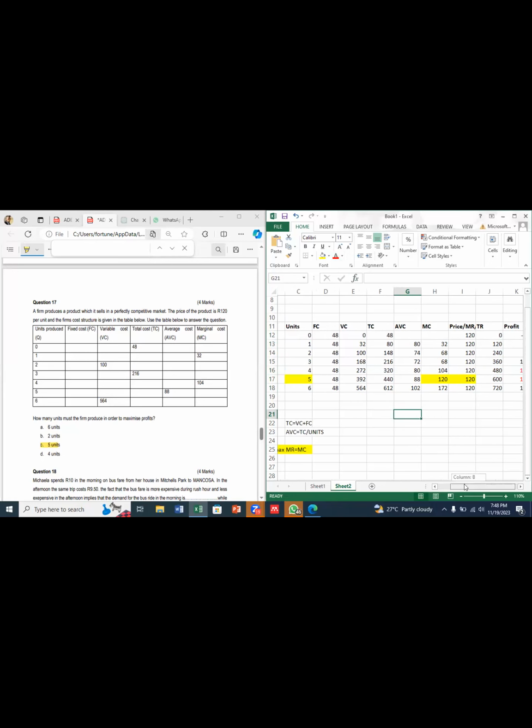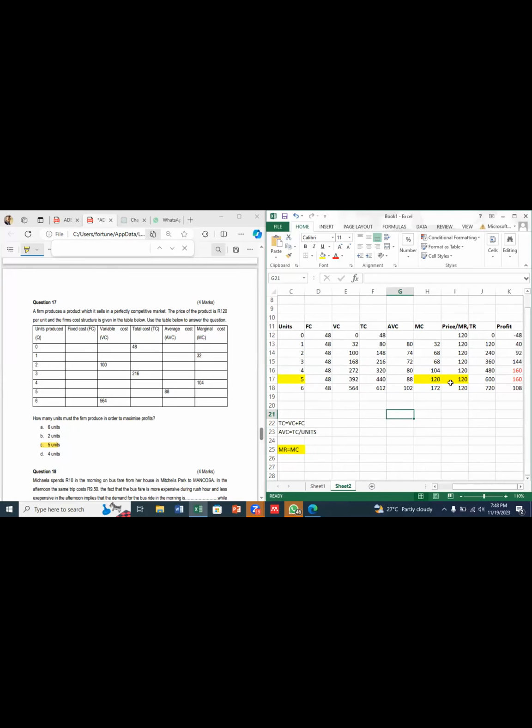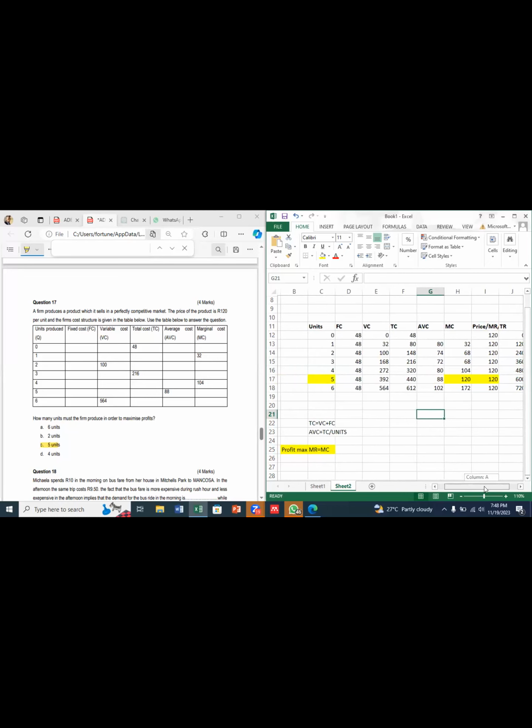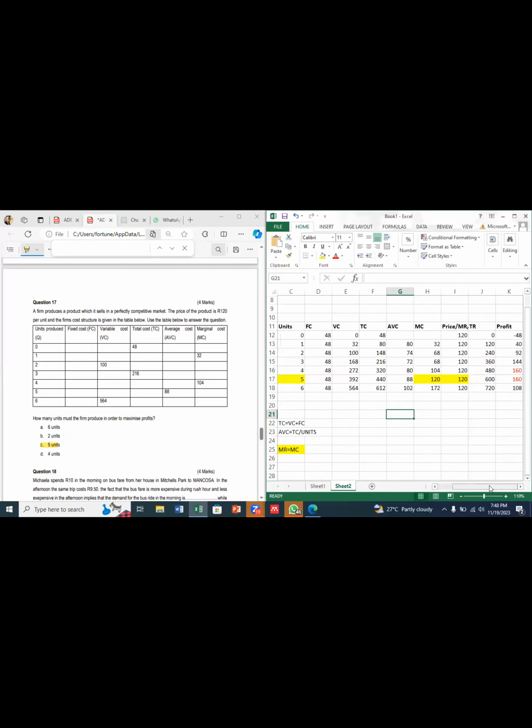So you're supposed to be theoretically astute. But Fortune, in the real world, which one would you put? You would obviously pick 4, right? In the real world, that would depend. Okay, can you explain why you pick 4?